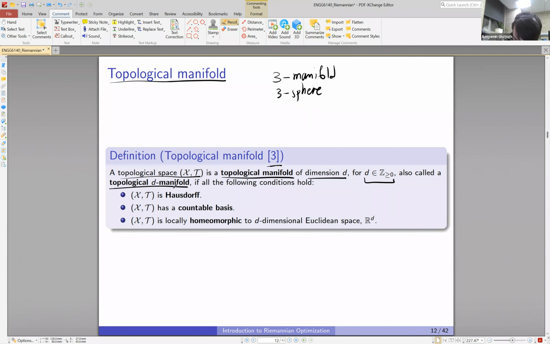A topological D-manifold means that this topological space is Hausdorff. It also has a countable basis, so we can count its spaces. And it is locally homeomorphic to a D-dimensional Euclidean space R^D. This is an important thing. I think the third one is very important and needs discussion. What does it mean? First off, it means it is locally. What does it mean? Let's see some examples.